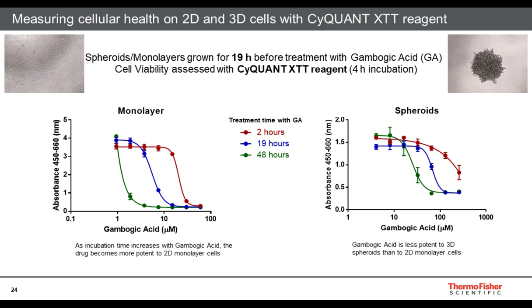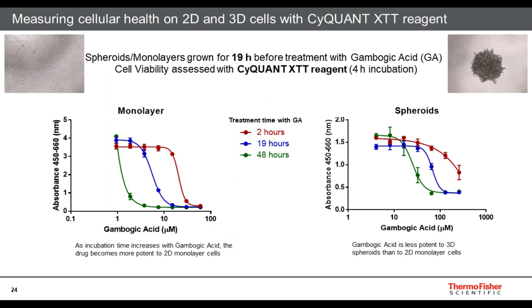Here we have a drug dose response comparison of monolayer or 2D model systems and spheroids or 3D model systems. With this experiment, monolayer cells or spheroids were plated for 19 hours to allow the cells to adhere to the bottom of the well and to allow for a tight spheroid formation. Both of these models were then treated with gambogic acid, and cell viability was assessed with CyQUANT XTT at different hours of drug incubation time. So we looked at either 2 hours, 19 hours, or 48 hours of drug treatment.